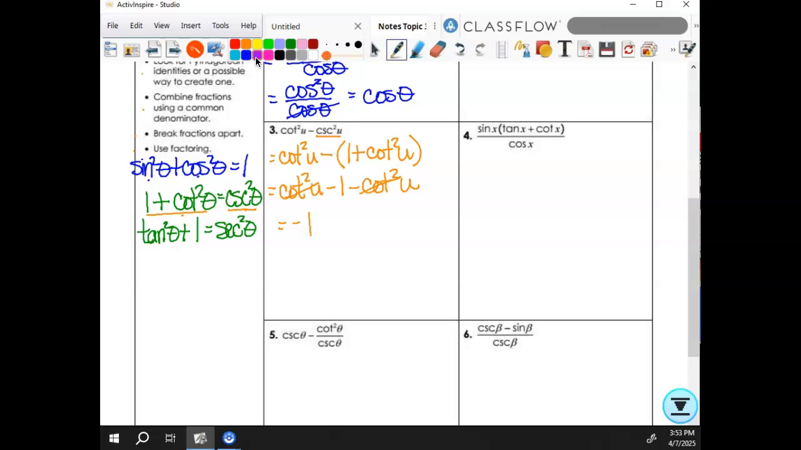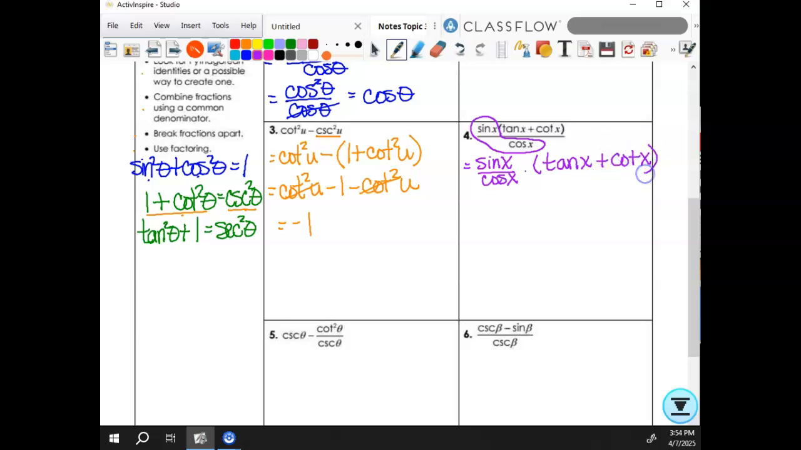Okay, let's look at number 4. I could change everything to sine and cosine. That would give me a fraction and a fraction, which is not the end of the world because that's something that we may not be able to avoid. But I don't necessarily want to distribute that sine x because I don't see that giving me anything. But if you look at this right here, I can rewrite this as sine x over cosine x times tangent x plus cotangent x.